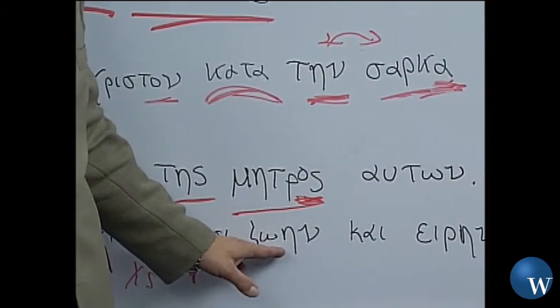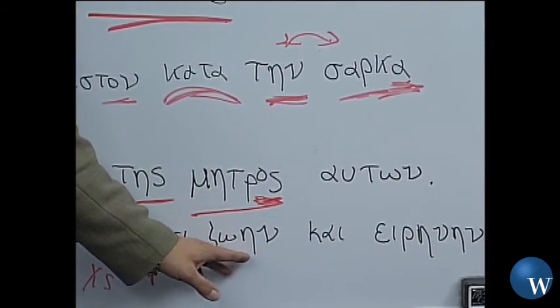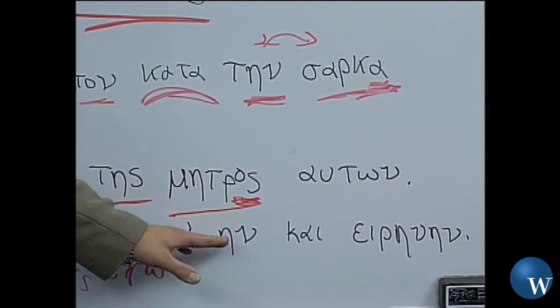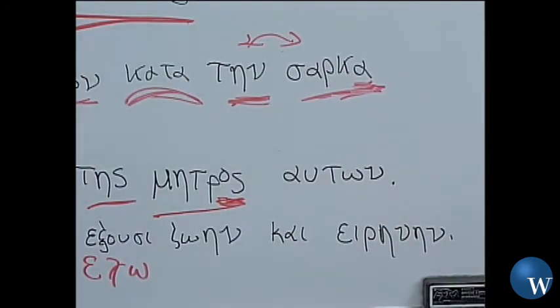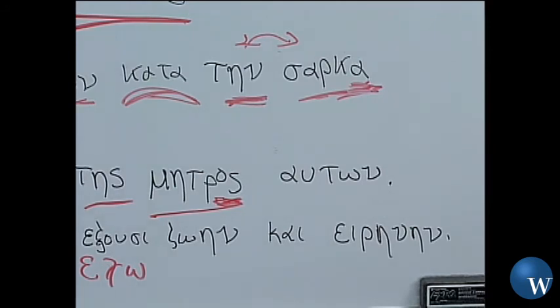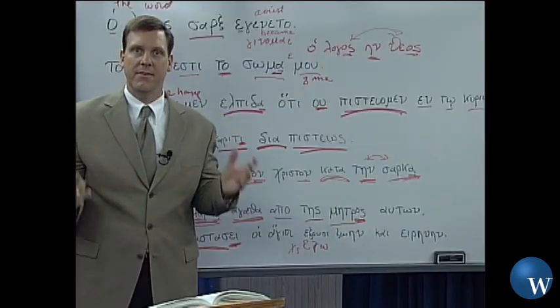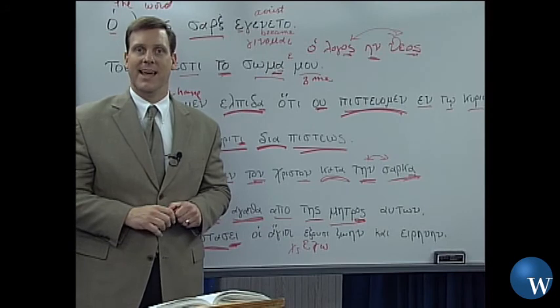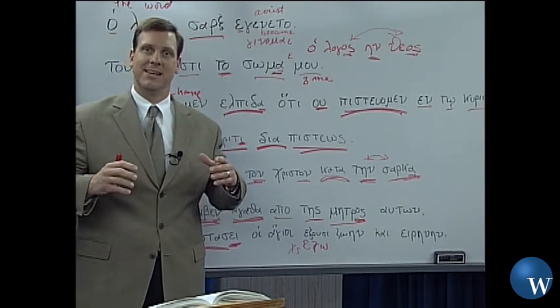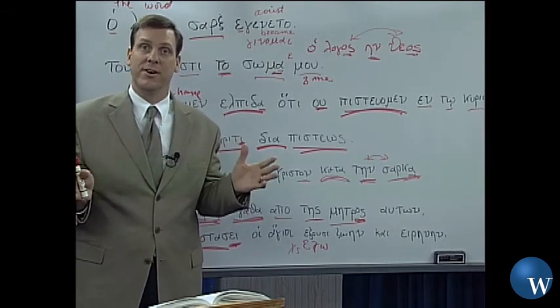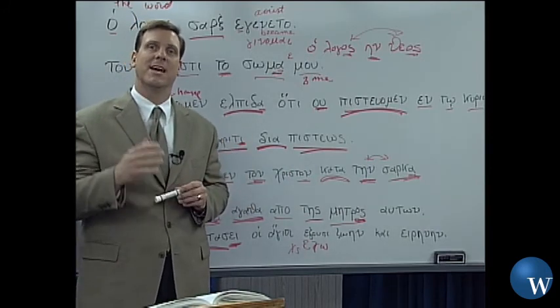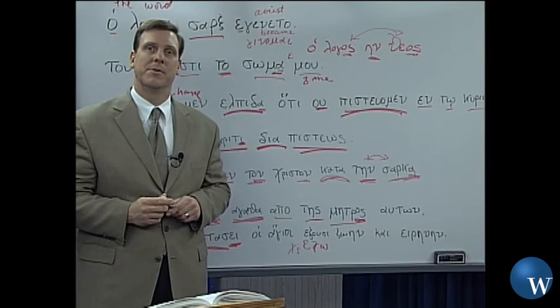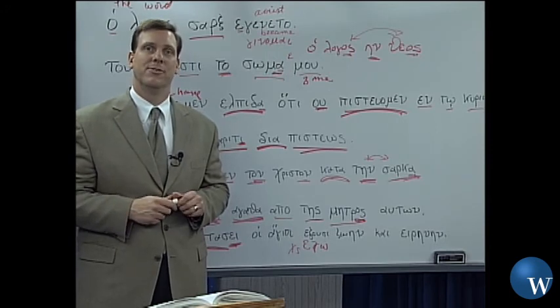Zoe is the word for life. It's a first declension noun. Zoen, accusative. This is what they have. Life, and eirene, same thing, accusative, life and peace. Okay, well maybe that'll give you some idea then of how these third declension nouns work. It's not anything different syntactically as far as how the words work together. It's just a matter of recognizing their forms and becoming more accustomed to them.